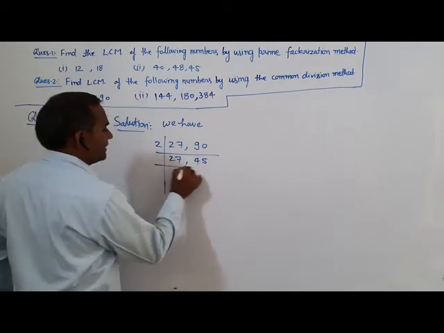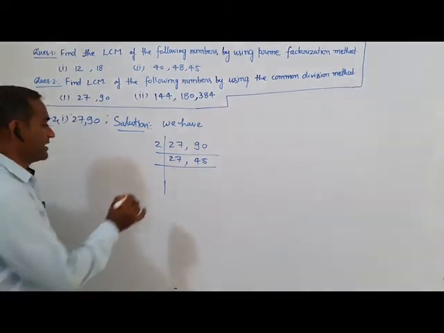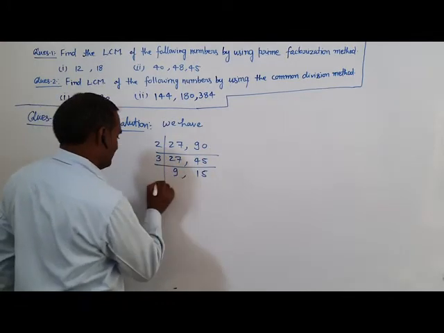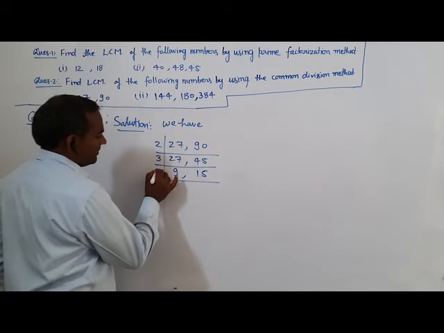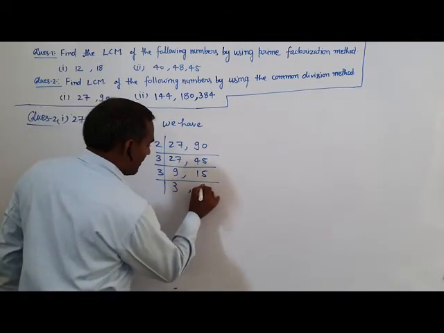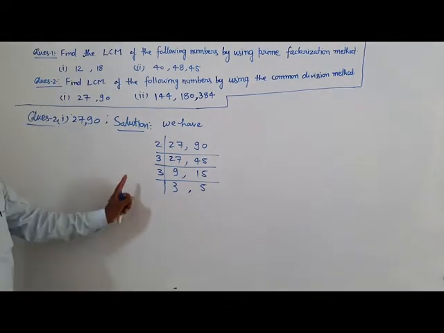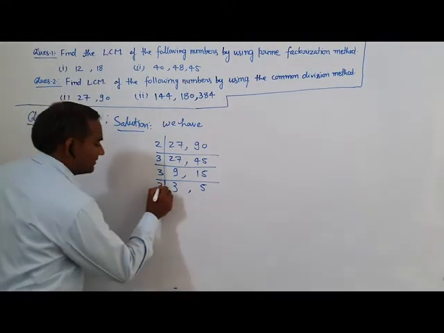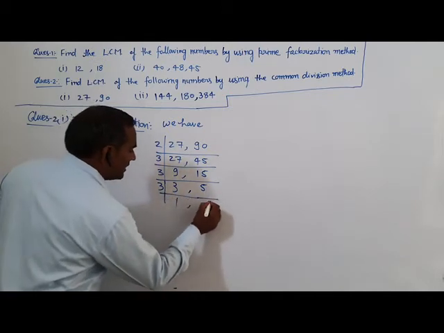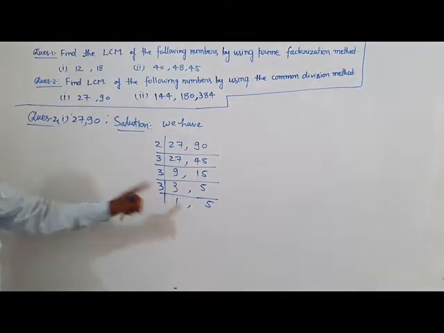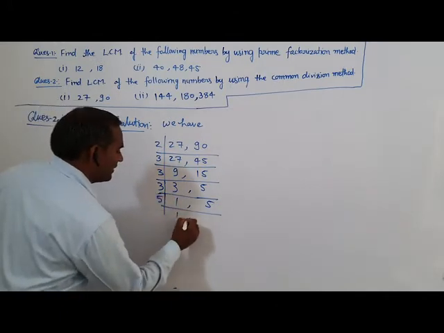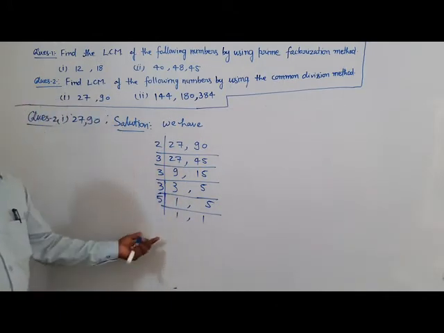Now take the next prime number, that is 3. 3 nines are 27, 3 ones are 3, 3 fifteens are 45. Now divide again by 3. 3 threes are 9, 3 fives are 15. Now divide again by 3. 3 ones are 3, and 5 is not divisible. Now we divide by 5. 5 ones are 5, and then 1 comes.